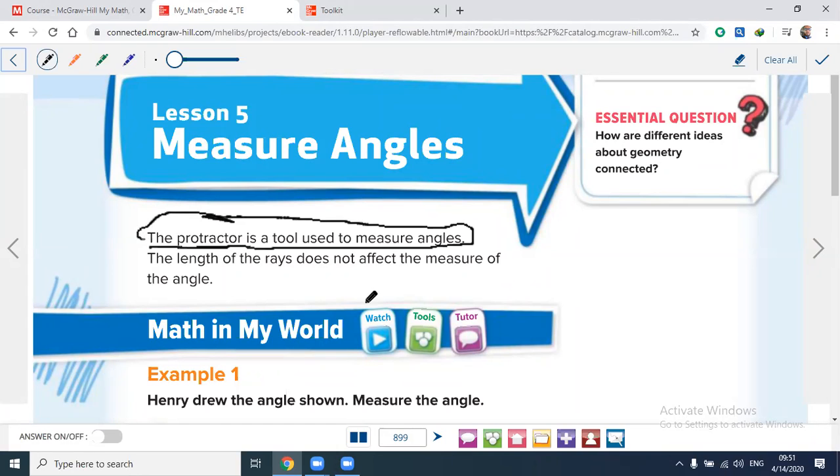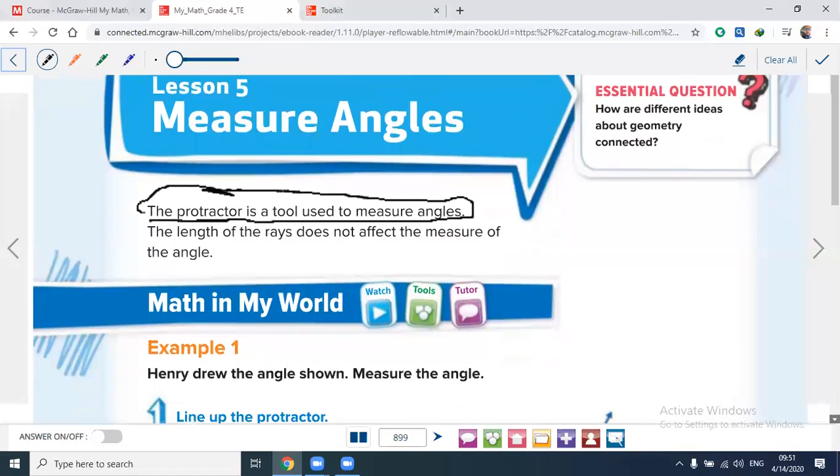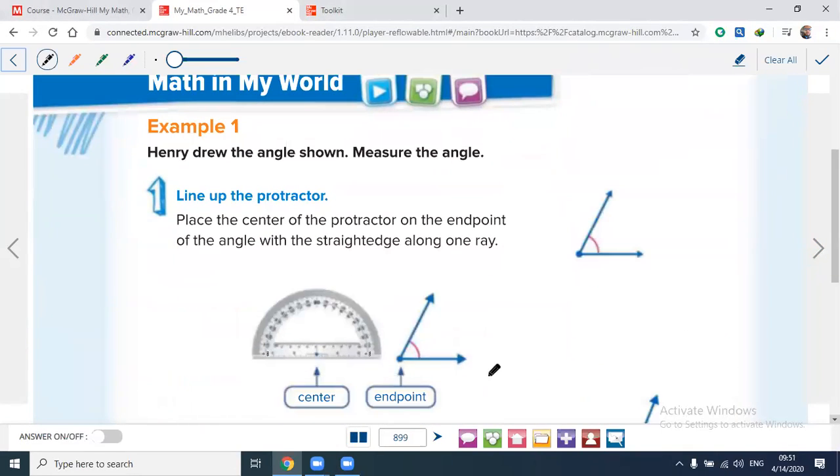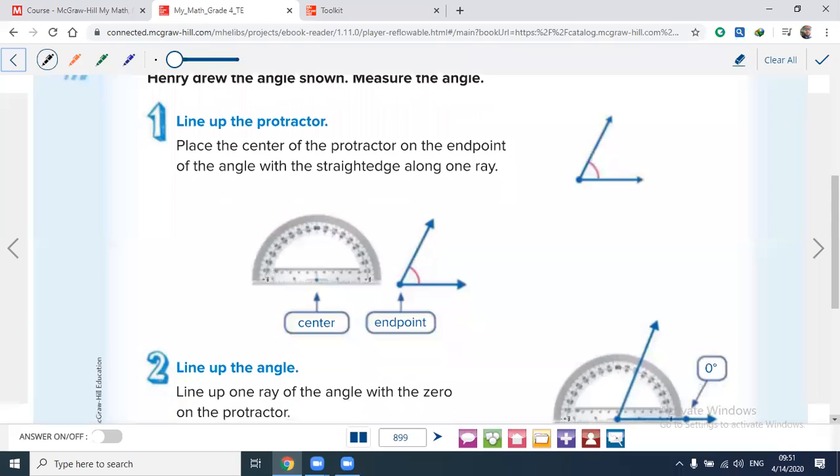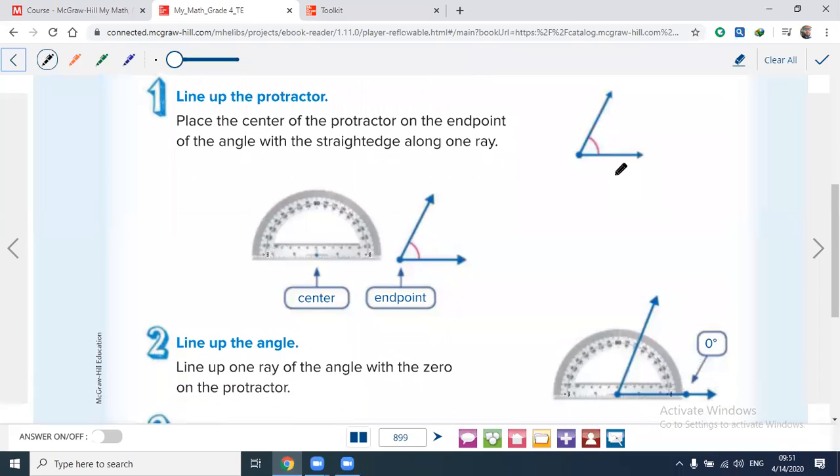What is the measuring of angle? We use this protractor like this, and the angle like this. For example, I have this angle. The angle, as we learned, has only one end point and two rays. How to measure an angle? See this one.